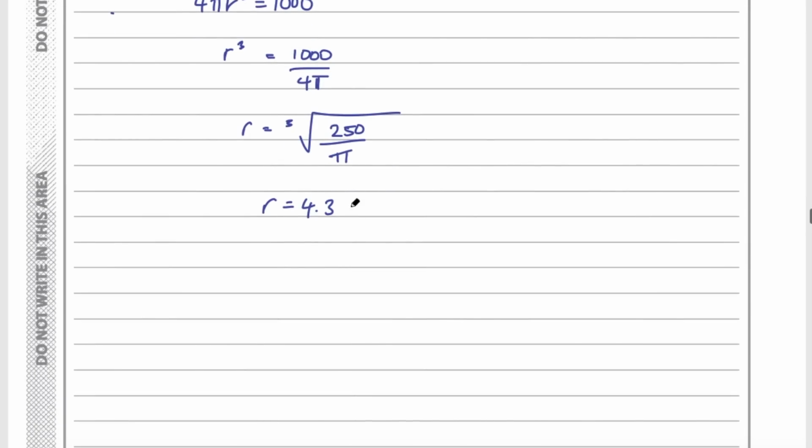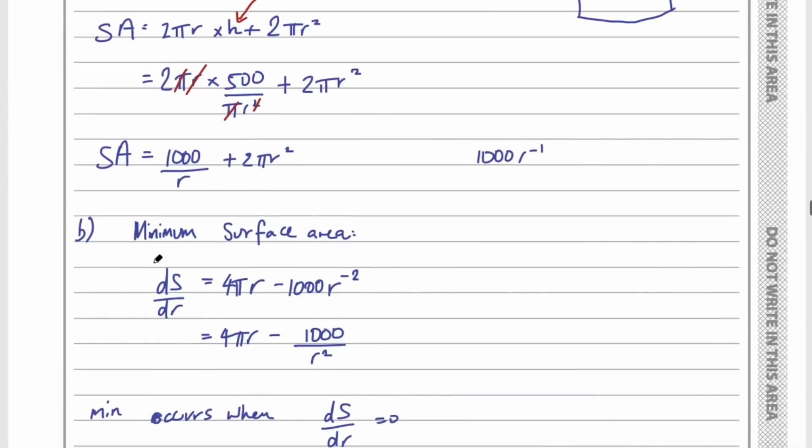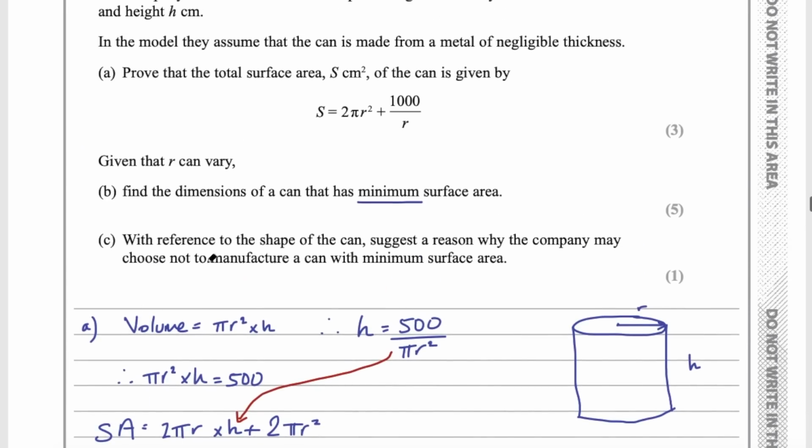So for the minimum surface area, we have a radius of 4.3 centimeters. And now onto part C. Part C says, with reference to the shape of the can, suggest a reason why the company may choose not to manufacture a can with minimum surface area.